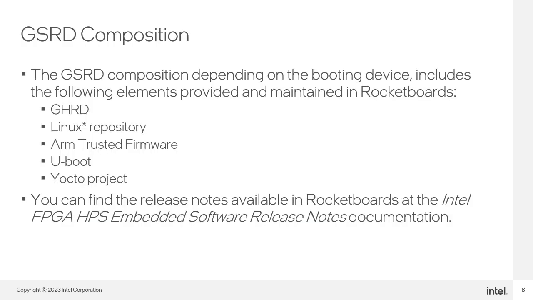The GSRD composition, depending on the booting device, includes the following elements provided and maintained for each one of our families in Rocketboards. The GHRD, which is the Golden Hardware Reference Design to be used inside Intel Quartus Prime software with Platform Designer. Linux, which is the Linux Development Repository. ARM Trusted Firmware. U-Boot, which provides the official Intel branch. Yocto Project, which also provides the Yocto Project application and customization meta layer for GSRD, as well as Poky core layers. You can find the release notes and the latest GSRD composition for each one of our devices at Rocketboards, in the Intel FPGA HPS Embedded Software Release Notes documentation.